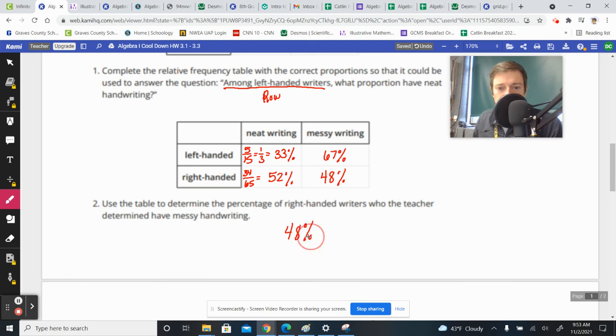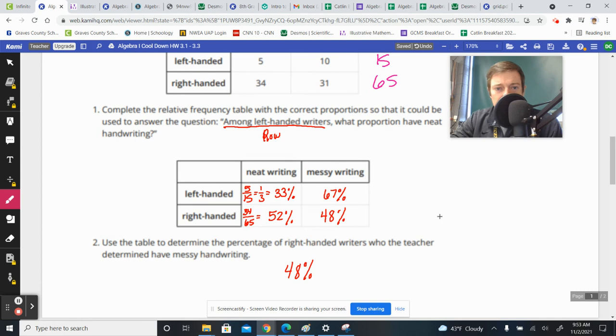All right, and there you go, guys. That's relative frequency tables. It's not that bad as long as you know how to find a percentage and you can kind of go through the wording that specifies whether you're in a row or a column. Other than that, it's just setting up a number out of a total and converting it to a percentage.